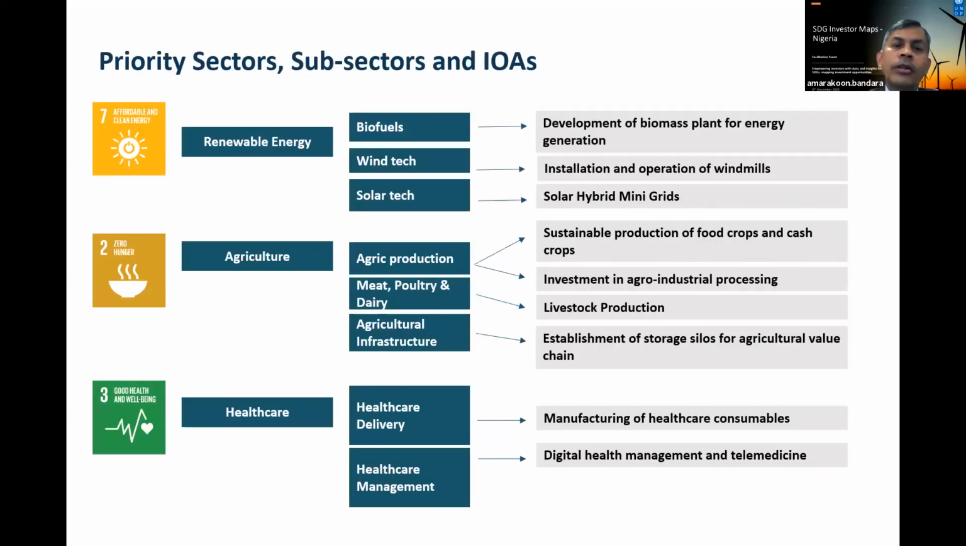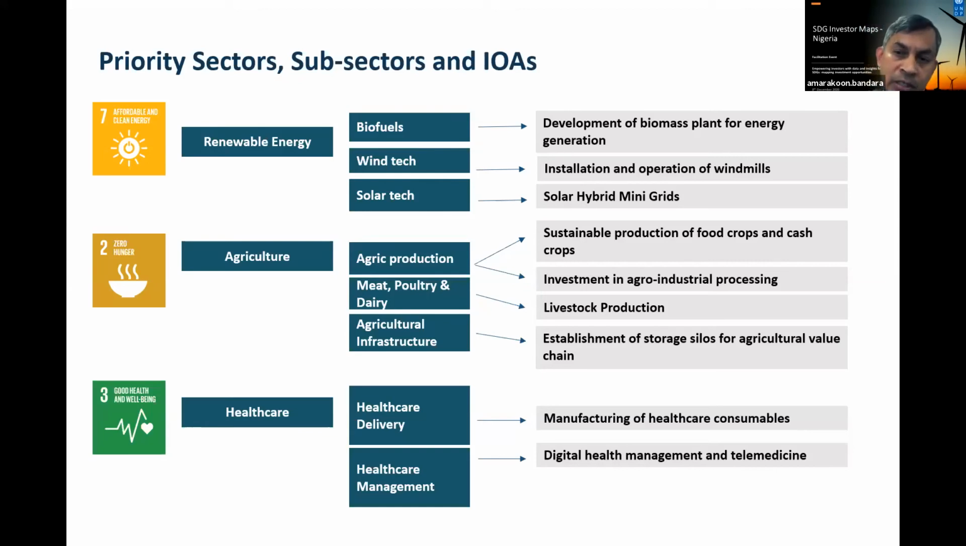And then on the priority sectors and subsectors of all these IOAs, today we will present you 3 sectors: renewable energy, agriculture, and healthcare. Under each of these, we have several subsectors: biofuels, wind tech and solar tech under renewable energy, and agriculture production, meat, poultry, and dairy under agriculture, as well as agricultural infrastructure. And then under healthcare, of course, we have healthcare delivery and healthcare management.